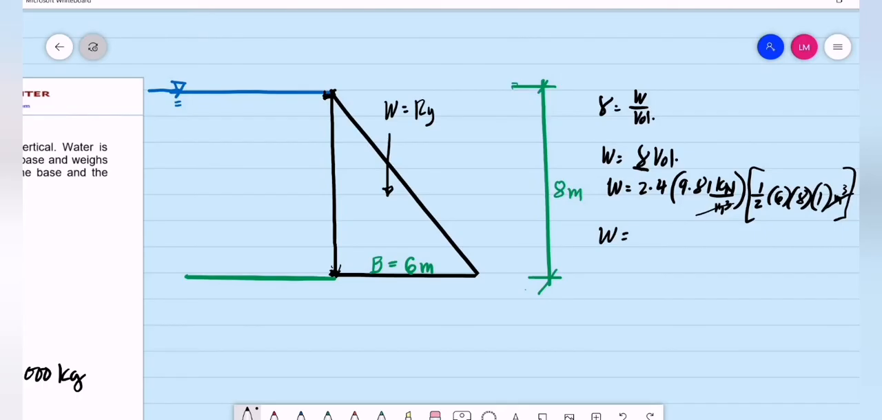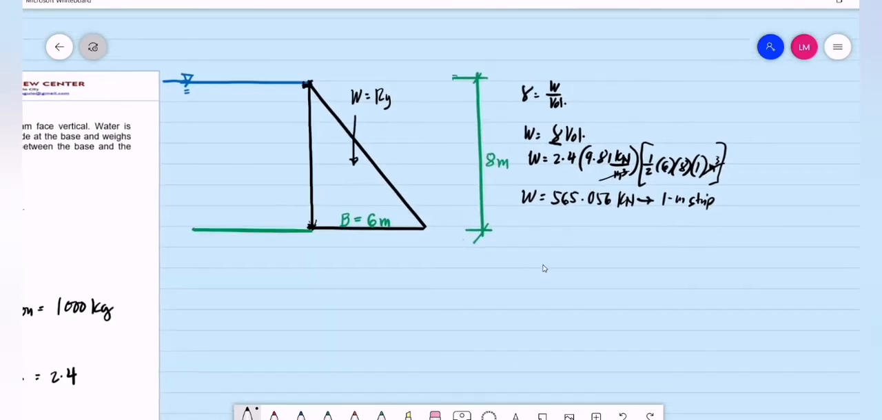That is 2.4 times 9.81 multiplied by 1/2 of 6 times 8, times 1 meter strip. We have a value of 565.056 kilonewtons. Okay, so this is the weight of the dam per 1 meter strip. Okay, conservative analysis, 1 meter strip.